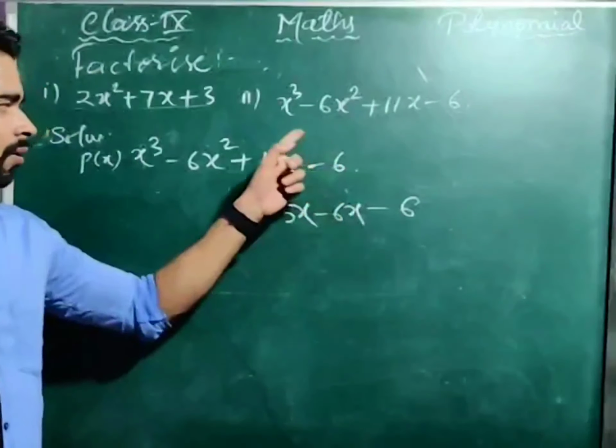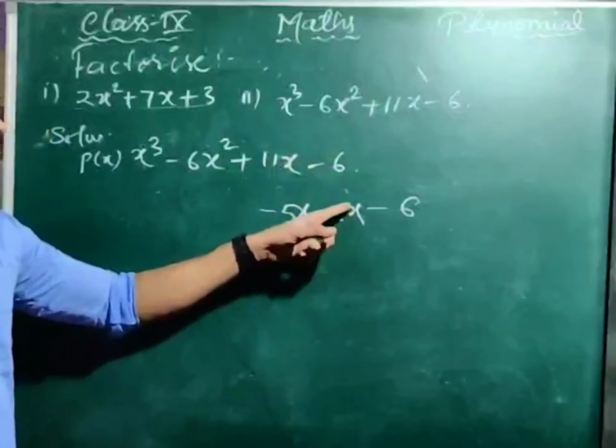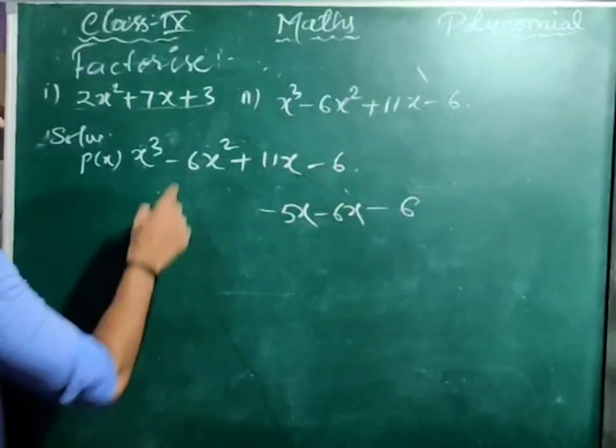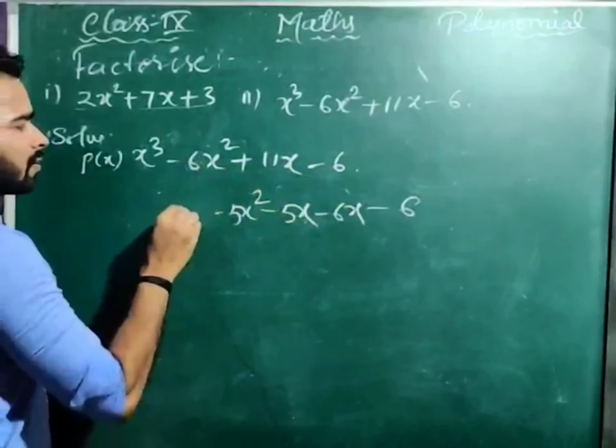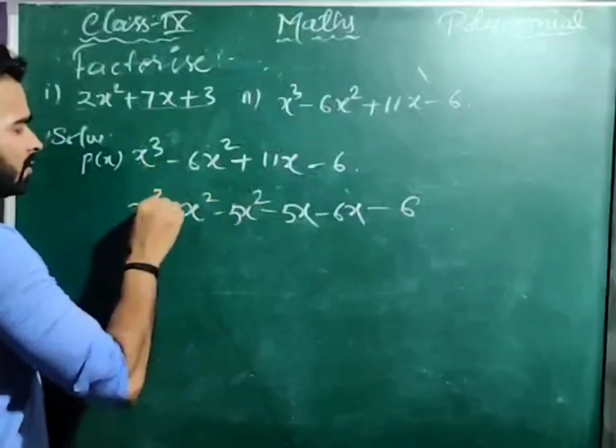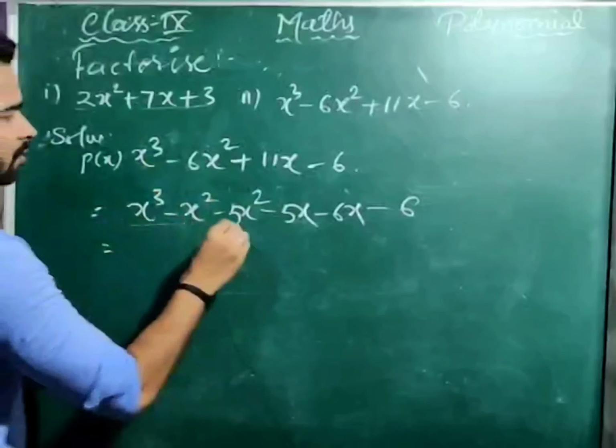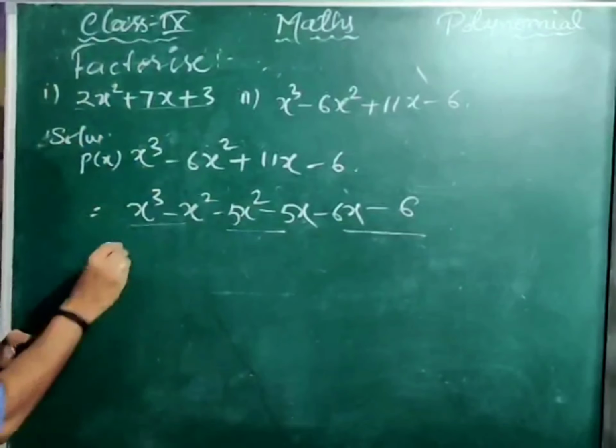According to it, break 11. Minus 6x. What will remain? Minus 5x. Now break into minus 5x. So minus 5x square. What will remain? Minus x square. And here will be x cube. Now we have 6 terms. We have to take common by sign, number, variable.